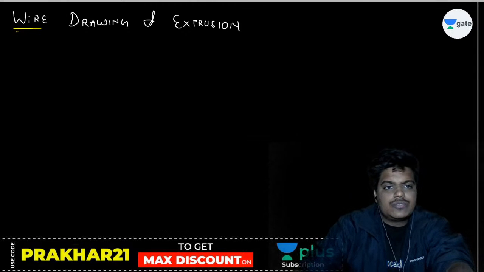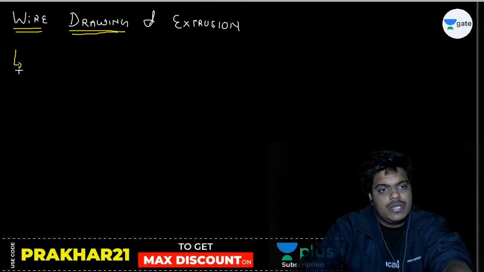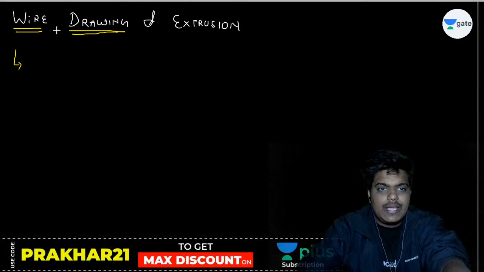Wire drawing and extrusion. So first we will cover up wire drawing and then we will be moving to extrusion. So in wire drawing, how does the die look like? The die looks like this.